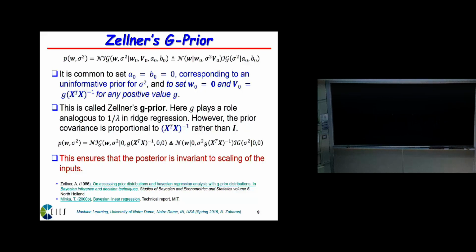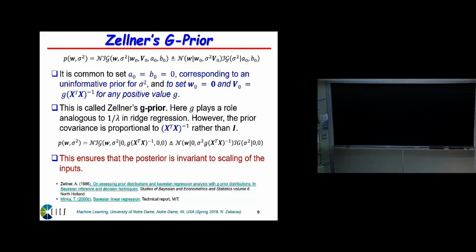Here is one case. You are going to use an uninformative prior for sigma squared, so you set alpha_0 and beta_0 equal to 0. And you take your Gaussian mean W_0 to be equal to 0. And you set the matrix V_0 to g, some constant, times X transpose X inverse. I remind you, X is your design matrix, our phi that we were using in the previous analysis. So V_0 is some constant times X transpose X inverse. And this is called Zellner's g prior.